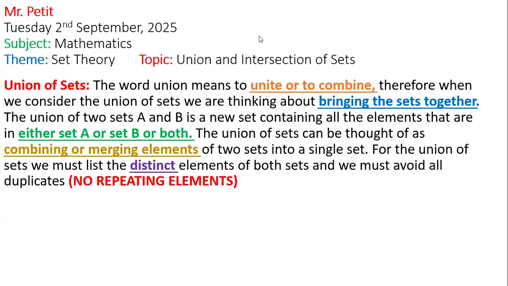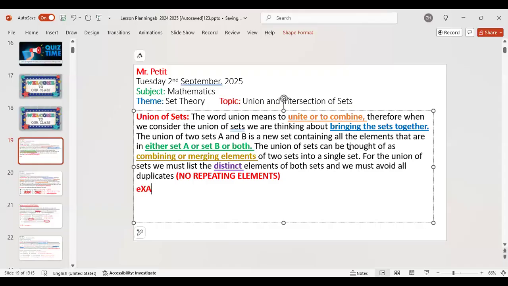The word union means to unite or to combine. Therefore, when we consider the union of sets, we are thinking about bringing the sets together. The union of two sets, A and B, is a new set containing all the elements that are in either set A or set B or both. The union of sets can be thought of as combining or merging elements of two sets into a single set. For the union of sets, we must list the distinct elements of both sets, and we must avoid all duplicates. No repeating elements. Very good.